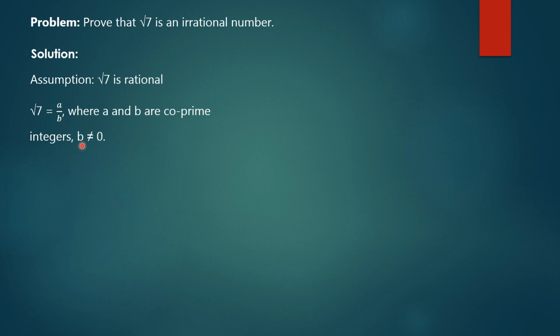Because always a rational number should be in standard form. If 4 by 6 is a rational number, it is not in standard form because there is a possibility of cancellation. The HCF of 4 and 6 is not 1. They are not co-primes. Now, if a and b don't have any common factors other than 1, then only a by b is said to be in standard form. Therefore, here HCF of a, b is 1, which means they are co-primes. Therefore, root 7 is equal to a by b, where a and b are co-prime integers and b not equal to 0. You get this step because root 7 is rational.